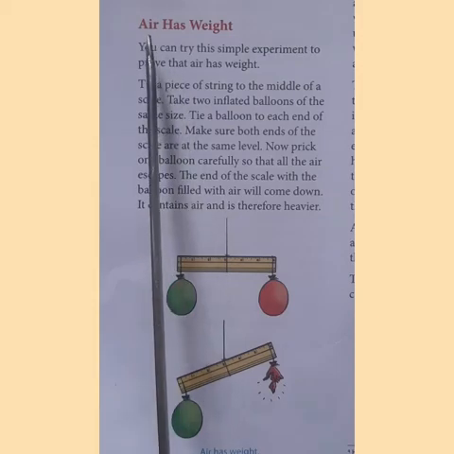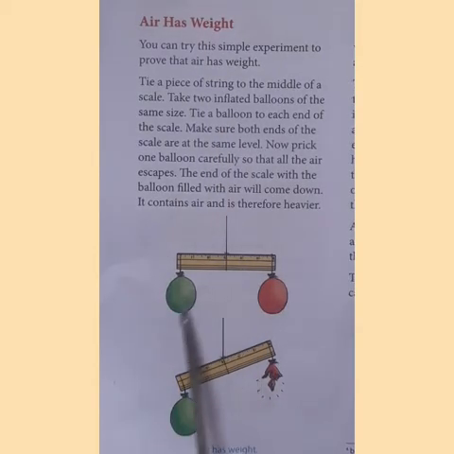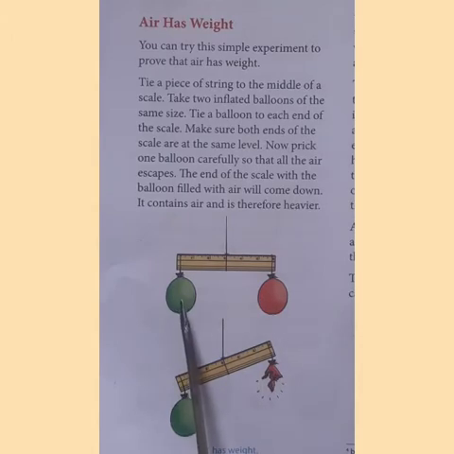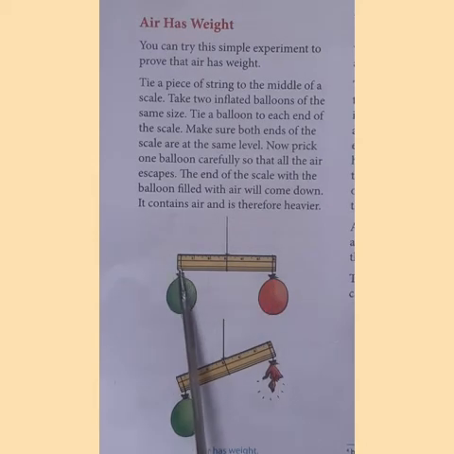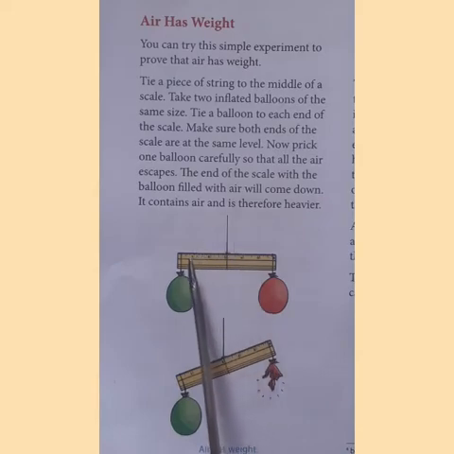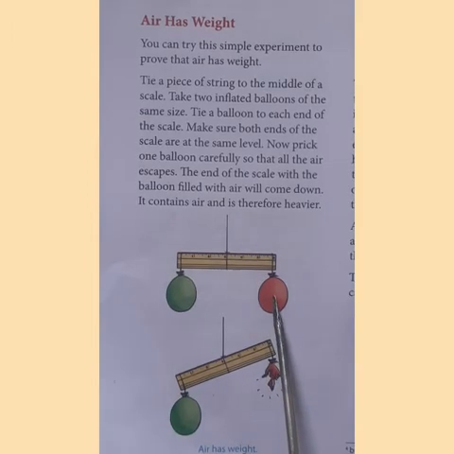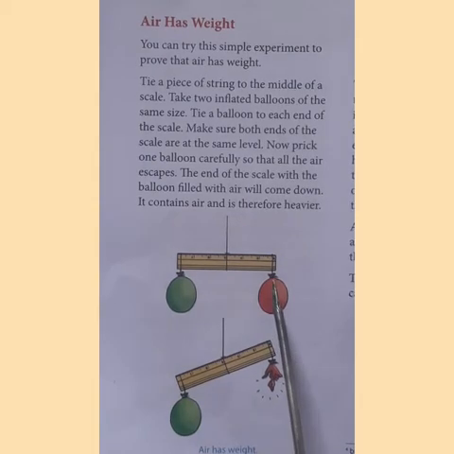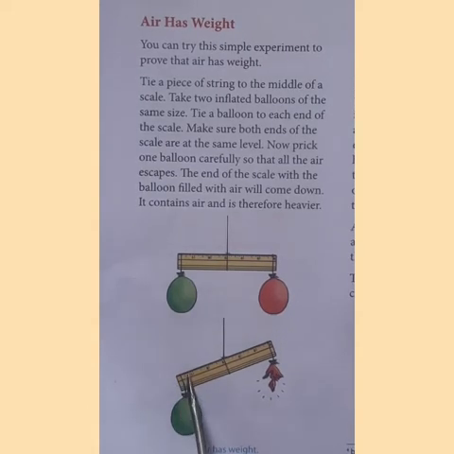One more property of air is that air has weight. In order to explain, we have an example given here. In this picture, what can you see? We can see that two balloons are taken. They are inflated, that means they are filled with air, and tied up at the ends of the scale. The scale is hung in a proper way, and we have to make sure that both the ends of the scale are at the same level. The next thing we are going to do is prick one of the balloons slowly and carefully to see to it that the air escapes from that balloon. When the air escapes from one of the balloons, one end of the scale where the balloon with air is there comes down.